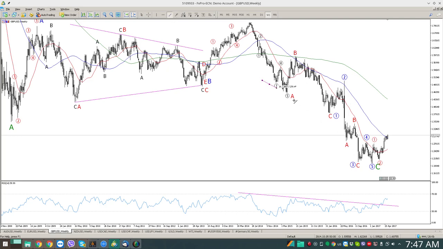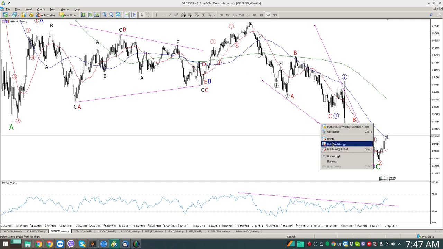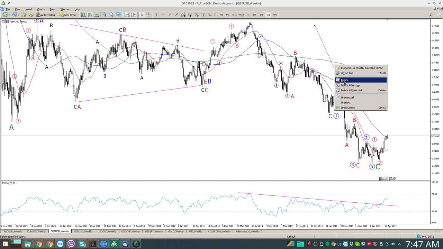Let me add those lines, but I will remove them because they look bad. Like that, something like that. I'm looking into something like that, an ending diagonal. Well, if that's the case and this scenario is correct, we may see prices advancing without any significant correction. And I believe that this is what we are going to see here.